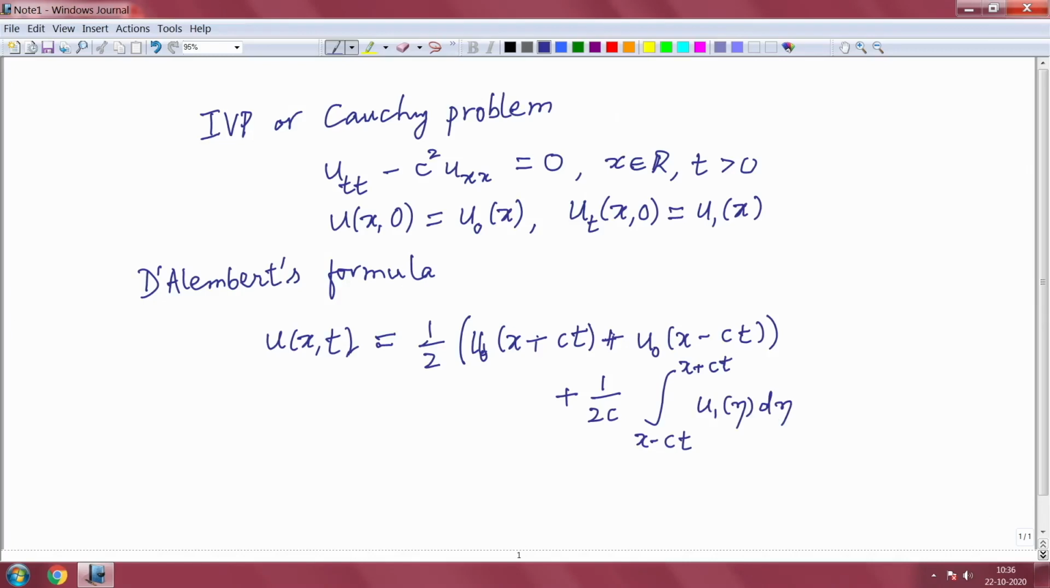And so, we derived this previous time. This is again x in R. So, we are providing the initial conditions at t equal to 0. So, let me denote this by 1 and this D'Alembert's formula by 2. You just remember this D'Alembert's formula, which is used repeatedly. It is not necessary that we prescribe the initial conditions at t equal to 0. We can prescribe them on any line t equal to t_0.